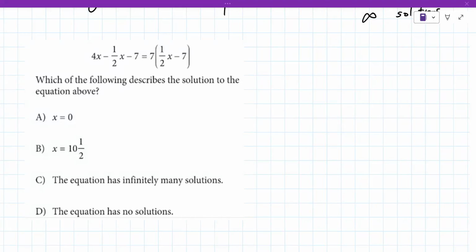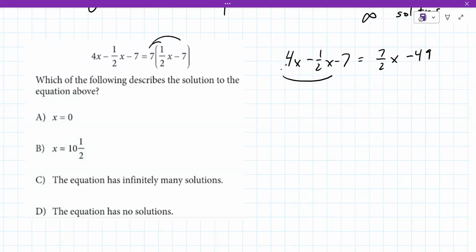Is it 10.5? Did you try it and did it work, or is that what you solved it to be? That's what I solved it to be. Okay, let's take a look here. So 4x minus 1/2 x minus 7. I'm going to distribute this 7 over here, so it becomes 7/2 x minus 49, like that.